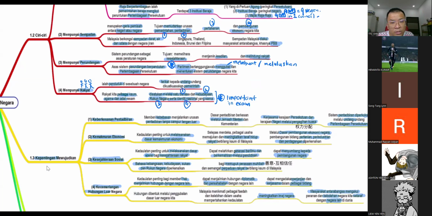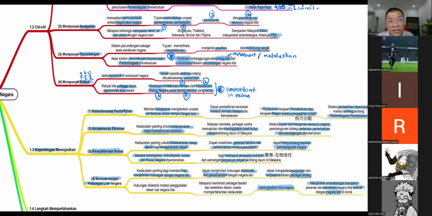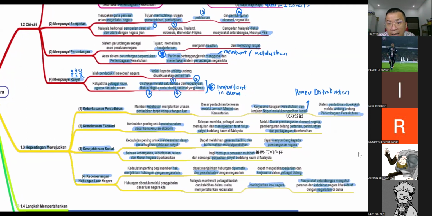Okay. So the importance of sovereignty. Number one, effective governance. So there is no outside interference. Everybody follows the same set of law. So kebebasan pentadbiran tanpa campur tangan luar, melalui jemaah menteri. So kerjasama persekutuan dan negeri melalui pengagihan kuasa. Pengagihan kuasa means power distribution. So we distribute the power to the states. We have state responsibility and federal responsibility. So you know what to do, I know what to do. Everything is very clear cut. So pentadbiran dipekukuh undang pelembagaan persekutuan.